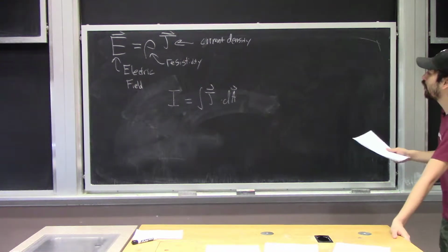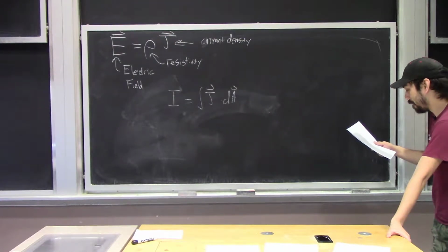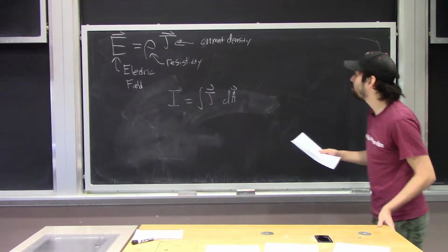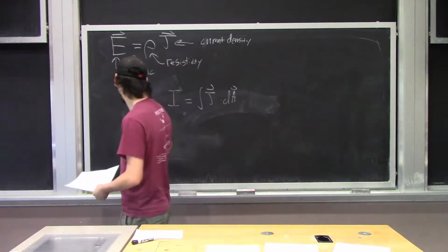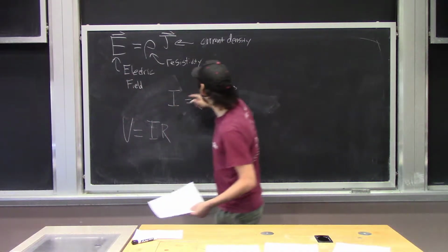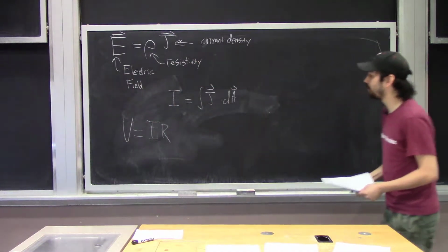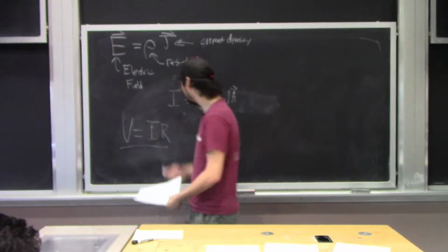So the next thing that I wanted you guys to do is to show in general how the macroscopic form of Ohm's law can be obtained from the microscopic form of Ohm's law. So the macroscopic form of Ohm's law just says that V is equal to IR. And so we want to take these two pieces that we have here and derive this equation here.